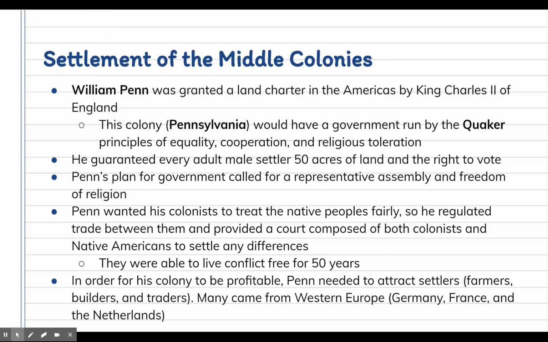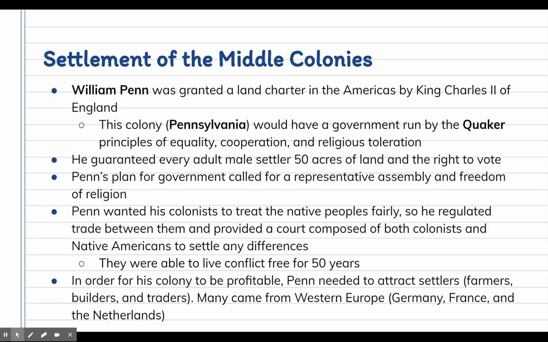Settlement of the Middle Colonies. William Penn was granted a land charter in the Americas by King Charles II of England. This colony, Pennsylvania, would have a government run by the Quaker principles of equality, cooperation, and religious toleration. He guaranteed every adult male settler 50 acres of land and the right to vote. Penn's plan for government called for a representative assembly and freedom of religion.